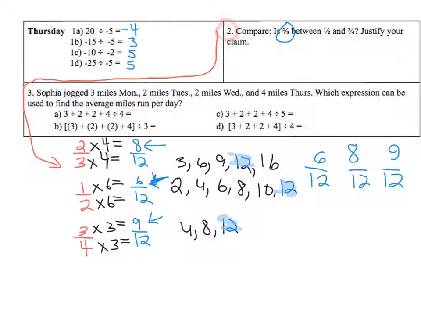Now, 8/12 originally was 2/3. 6/12 was originally 1/2, and 9/12 was originally 3/4. So, as you can see, 2/3 really is between 1/2 and 3/4. But it says compare, so your answer won't be complete unless you have a complete sentence explaining yes, it is in between them, or no, it is not. As we saw, it is in between them.